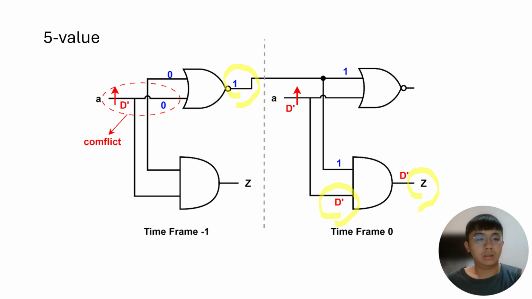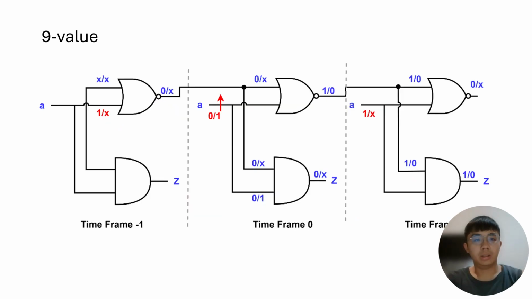However, since A is a stuck at 1 fault, one of the inputs of the NOR gate will never be 0. So the output of the NOR gate of time frame minus 1 can never be 1. So the fault cannot be obtained by using the 5-value logic of D calculus.